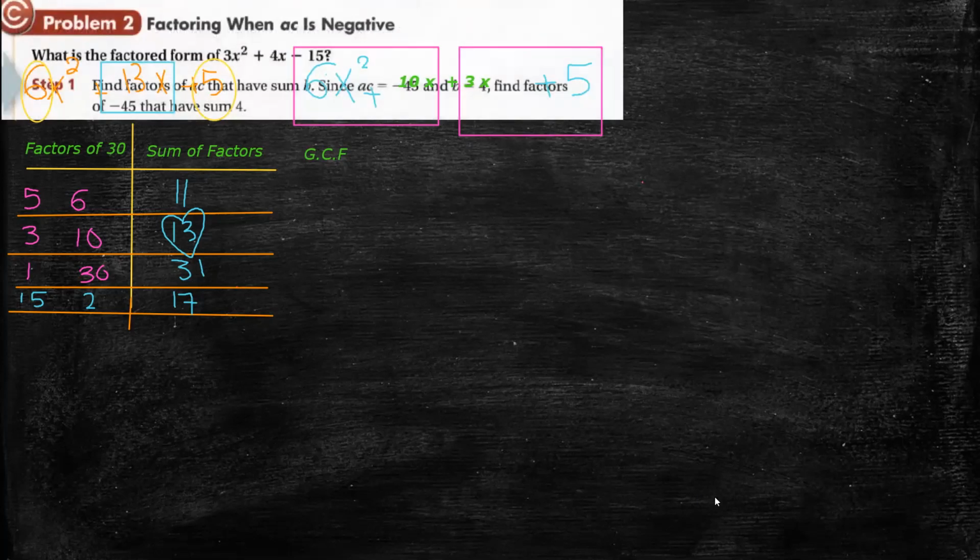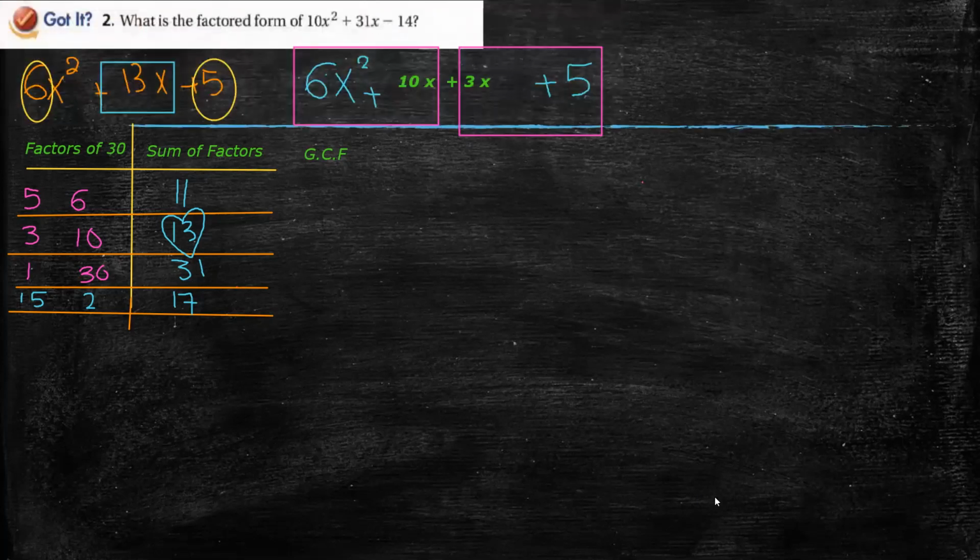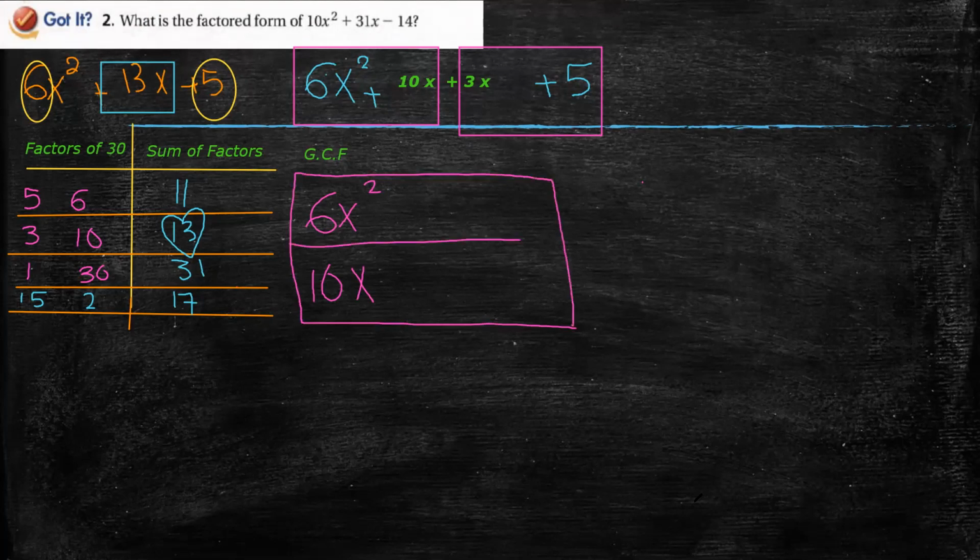6x squared and 10x. Look at the first rectangle and take its monomials. Take its monomial, the GCF. Take the first monomial and the second monomial. Then the second step, I want you now to write all the factors for it.